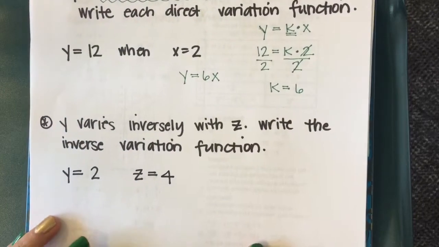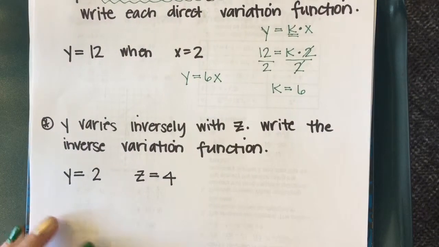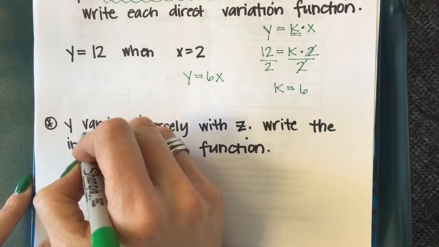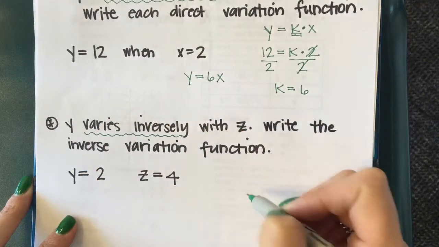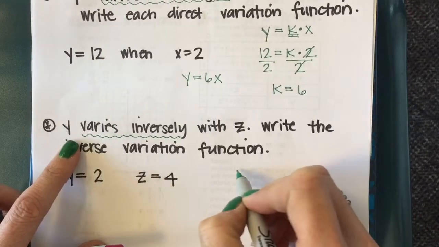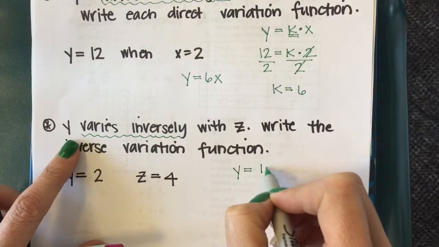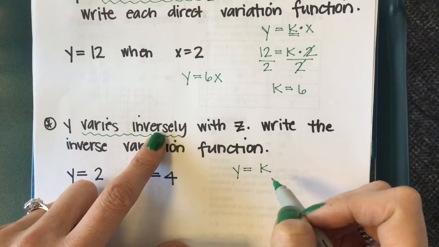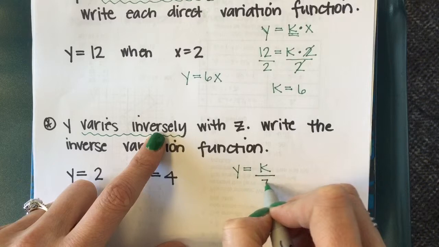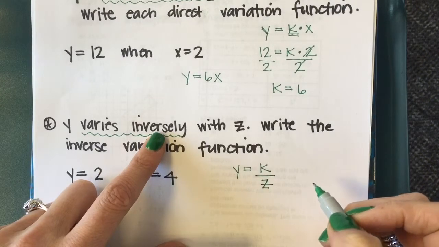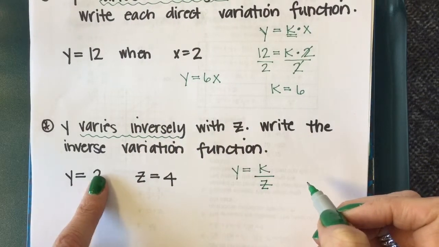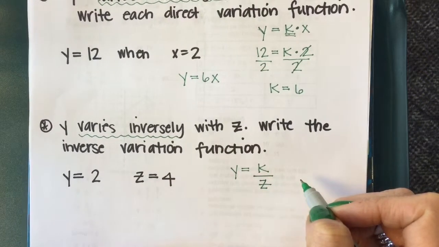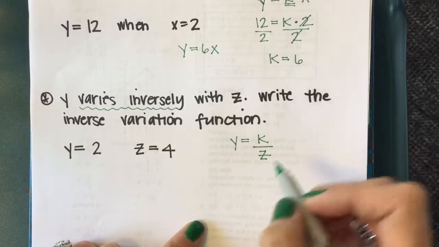I also want to do an example of inverse variation. This time y varies inversely with z. So when you say varies inversely, that tells you that you're dividing. Y equals k, inverse means that I'm going to divide by z. So k divided by z. Now, like we did up above, they give us a value for y, they give us a value for z. We're going to plug those in to find k so that we can write a function.